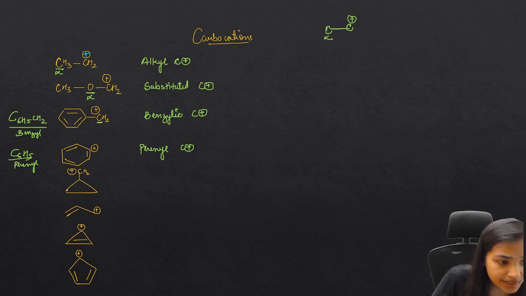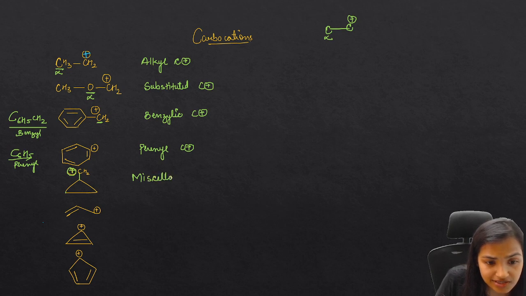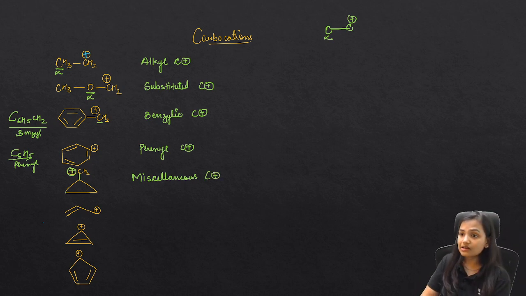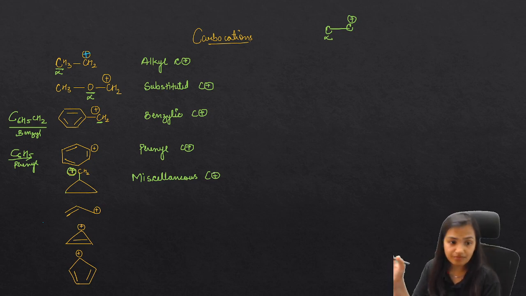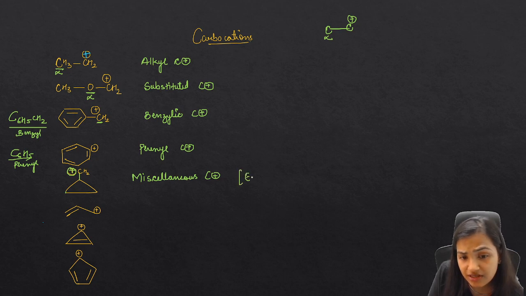stability. Now here, this carbocation, this is a cyclopropyl ring and we have a CH2 with a positive charge. So this is said to be the miscellaneous carbocation. You would be surprised to know, ma'am, why are you saying that this is a miscellaneous carbocation? Yes, because this is a miscellaneous case and this is a cyclopropyl methyl carbocation. Okay, so this is a cyclopropyl methyl carbocation, and this is considered to be the miscellaneous carbocation, and this is exceptionally very stable. I will be telling you all about it.